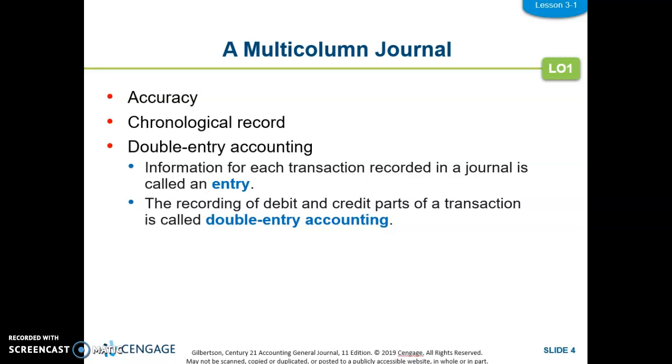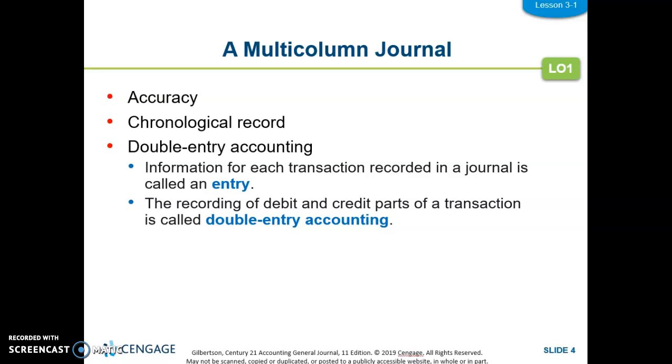Information needed in a journal includes the debit and credit parts of each transaction recorded in one place. The information can be verified by comparing the data in the journal with the transaction data. So it's very important for accuracy that we make sure, first of all, that the transaction actually happened. Chronological record is another function of a journal. Transactions are recorded in a journal in order by date. All information about a transaction is recorded in one place. This makes the information for a specific transaction easy to locate.